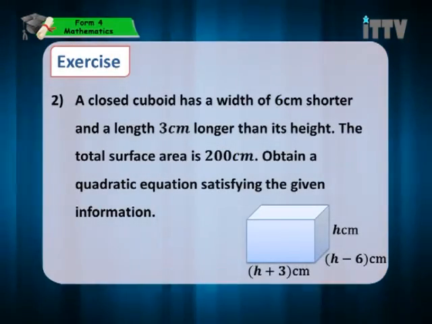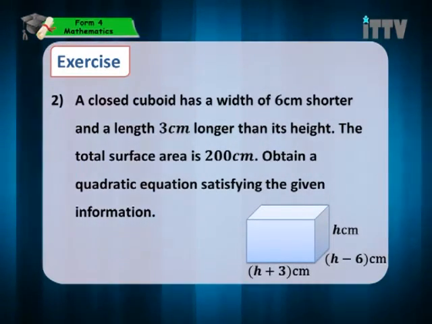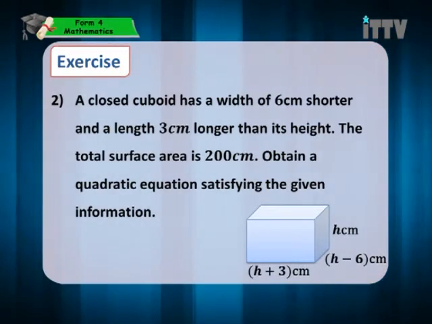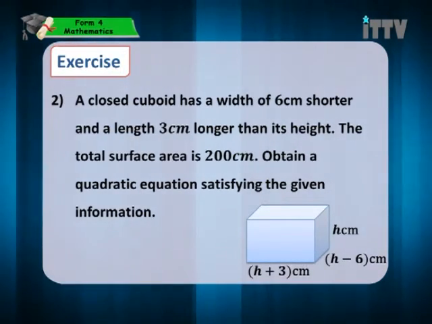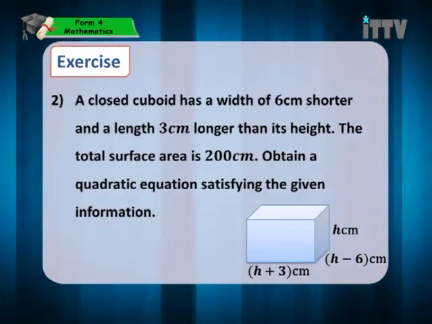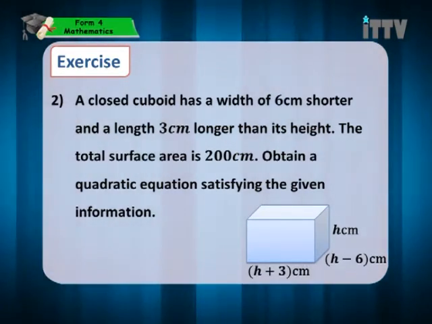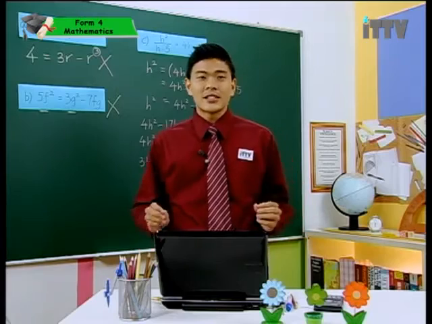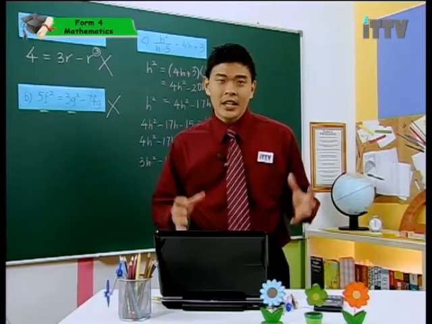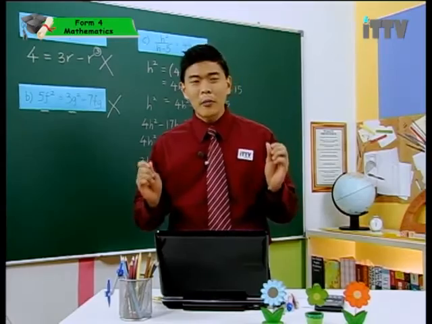Alright, now let's look at an exercise that is based on a specific situation. In number 2, a closed cuboid has a width 6 cm shorter, and a length 3 centimeters longer than its height. The total surface area is 200 square centimeters. Obtain a quadratic equation satisfying the given information. So guys, we have here a specific situation. There's a cuboid, there are some measurements, but it's all here and there. So remember, what must you do?